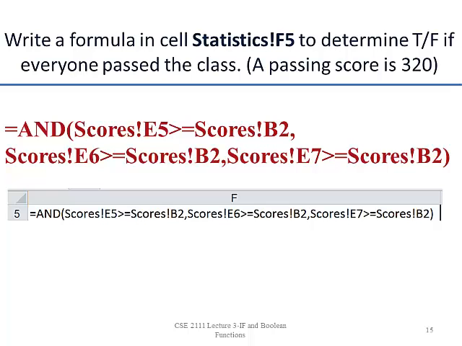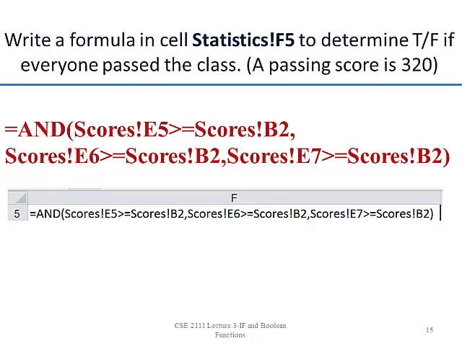Here's a little more complicated example. Write a formula in cell Statistics F5 to determine true or false if everyone passed the class. The passing score is 320. So far, what we've looked at are the functions with actually the values true and false in the cells. Now we're checking for an actual value.